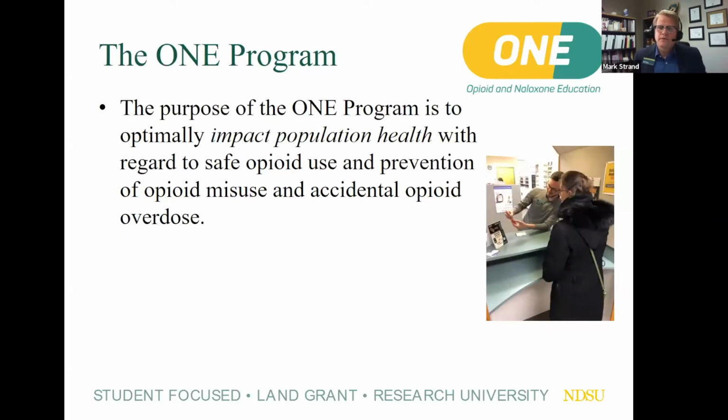The purpose of the ONE program is to optimally impact population health with regard to safe opioid use and prevention of opioid misuse and accidental overdose. So the program was designed to prevent misuse and overdose by utilizing community pharmacists to screen all patients receiving an opioid for their risk, and then to deliver services to them in that same setting in order to optimize benefit and minimize patient harm. And so this is what I'd like to talk more about today. And here you see an example of a patient picking up an opioid prescription and the pharmacist then going through the program with them.